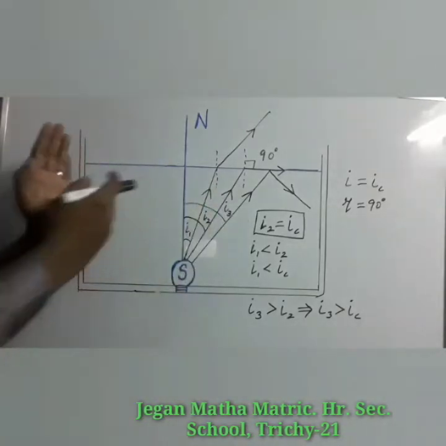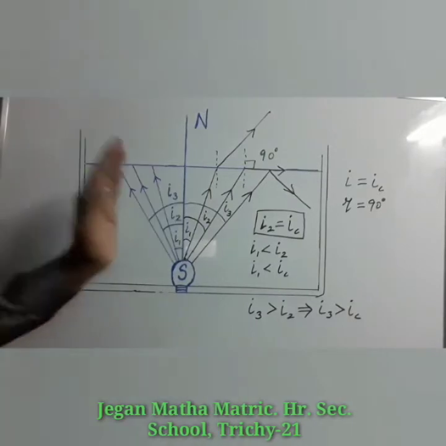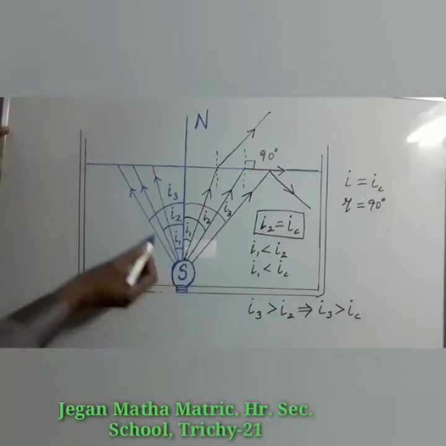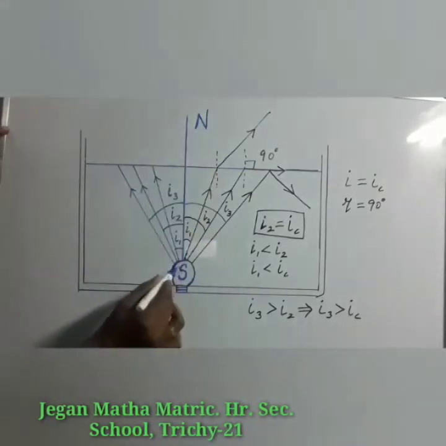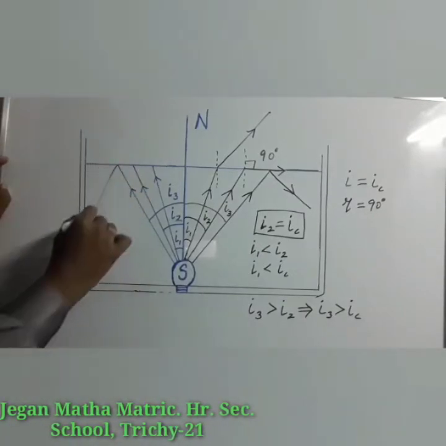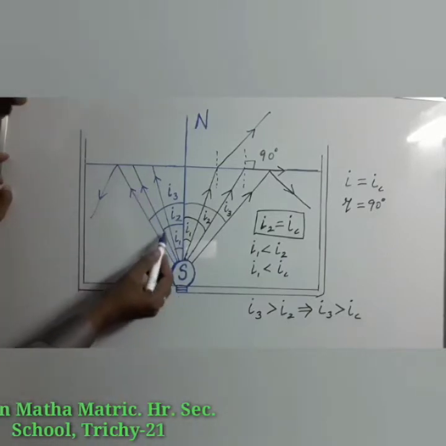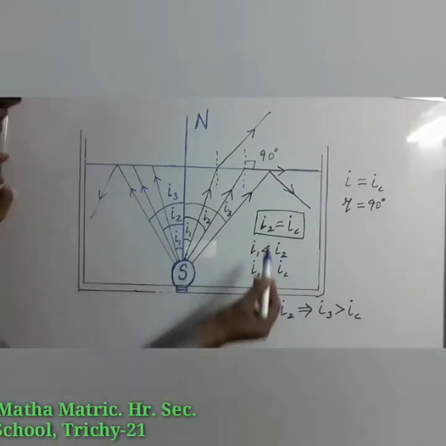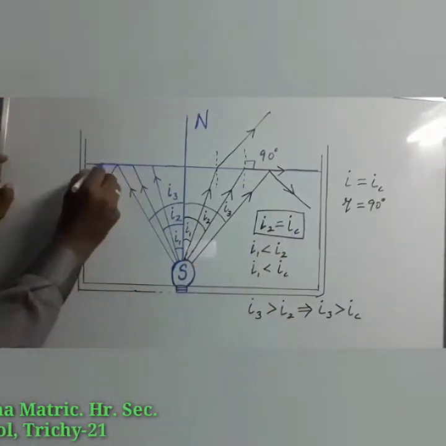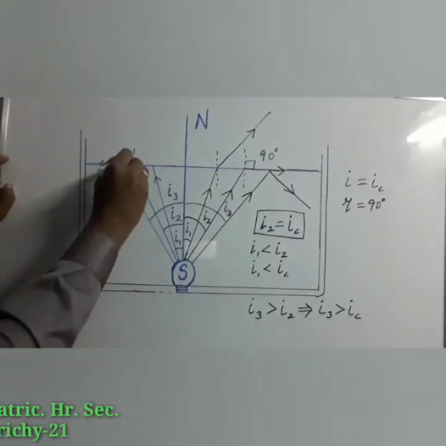Likewise, we can draw the ray diagram on the left side also. For the left side also, the same conditions can be applied. Let us take the third ray which makes the angle I3 with the normal line. So I3 on this side is also greater than the critical angle, so that ray undergoes total internal reflection. Let us take the second ray. The second ray makes the angle I2 with the normal line. So I2 is equal to the critical angle. Then what will happen? The refracted ray lies on the water surface itself. That makes 90 degrees here.